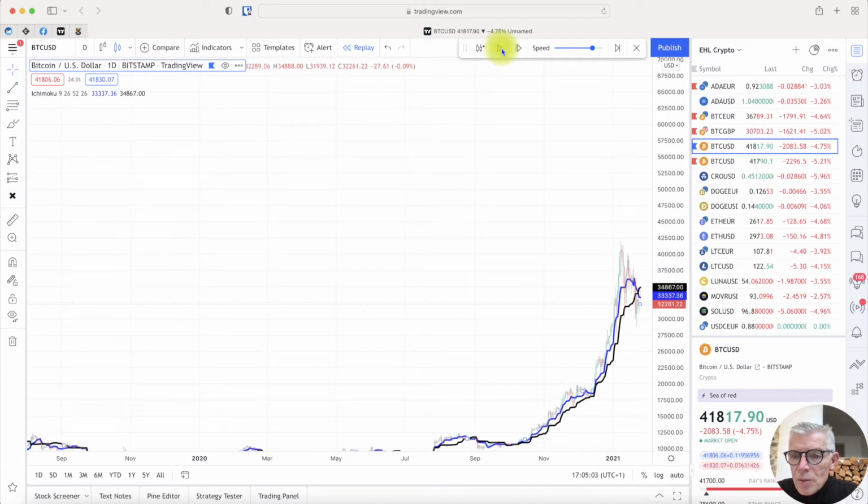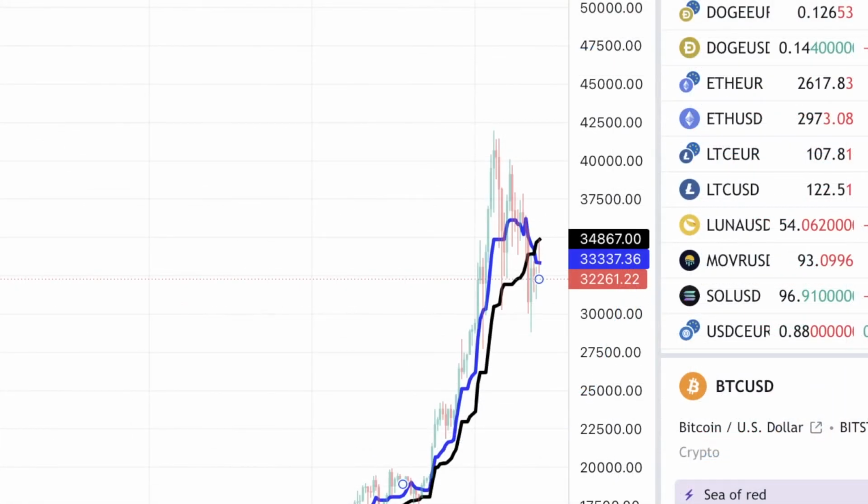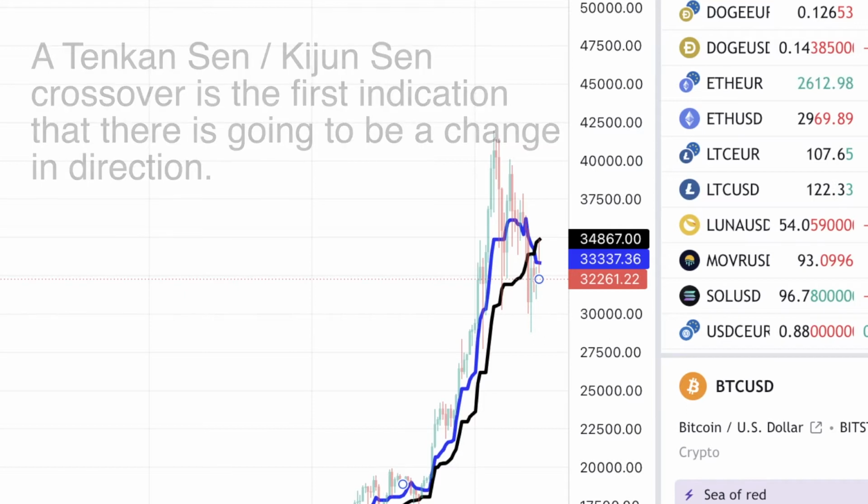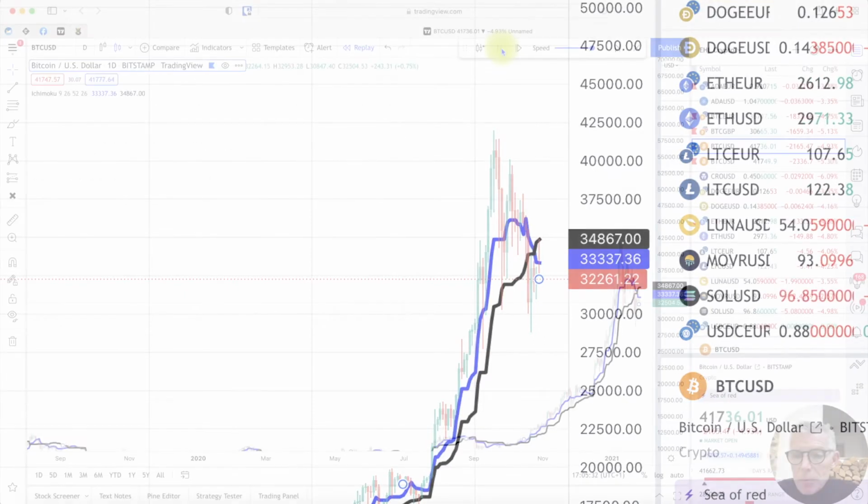At this point, we can see a crossover of Kijun Sen and Tenkan Sen, and that means that the market is certainly slowing down and there's some down movement, and there's potentially a change in trend. Now, this is the first signal that Ichimoku will give you that a trend is changing. It's not a confirmation of change, but it's certainly the first indication. Let's move on.